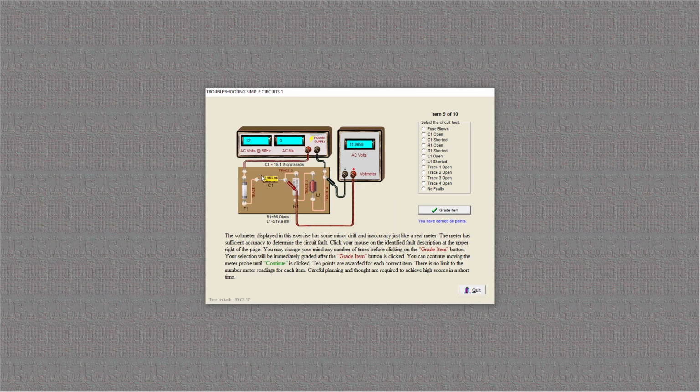Again, no current, same voltage. We have an issue. We just need to figure out what it is. Do we have a voltage drop across our... Nope. Nope. Nope. So it looks to me like our trace 4 is open.